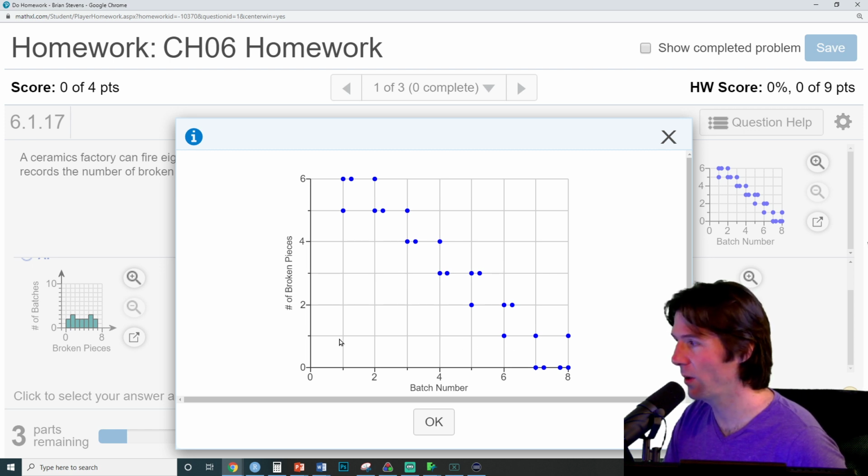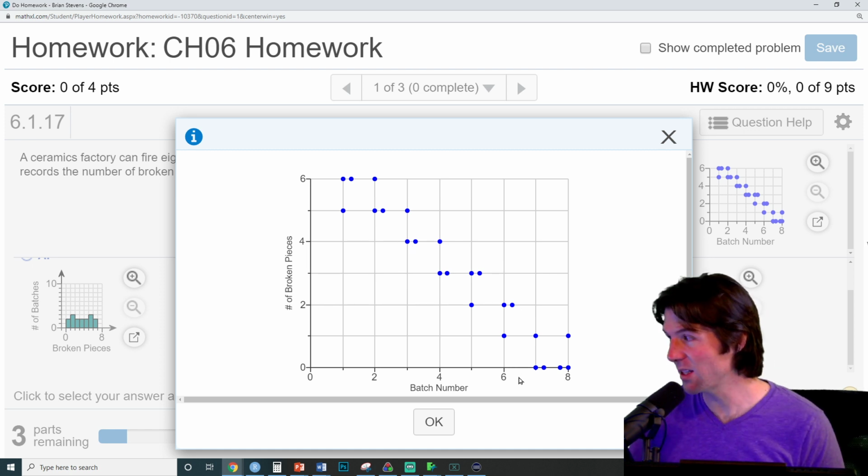Do you see I'm only reading left to right? I'm only looking at broken pieces. I'm not going up and down, which is another variable. I'm only looking at broken pieces. 4, 3, 3, 4, 3, 4, 3. That's the pattern of it.